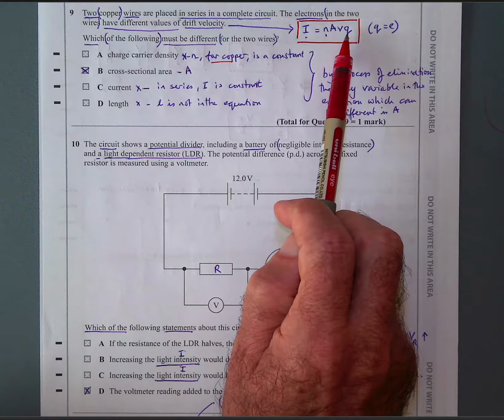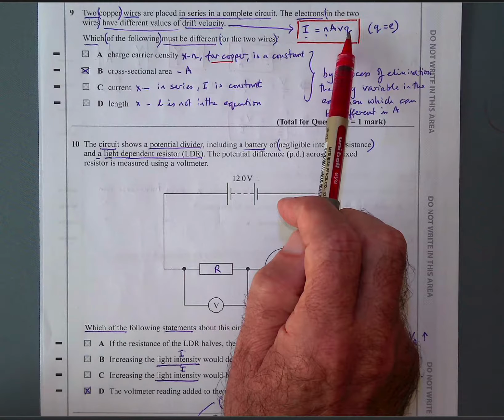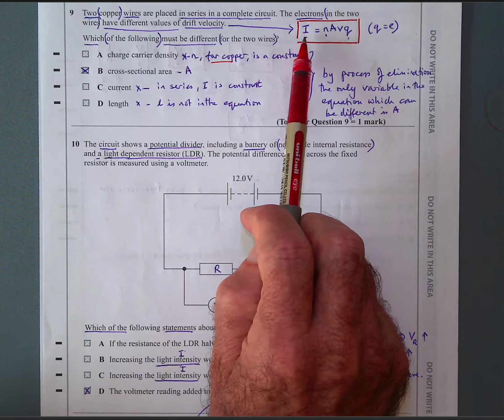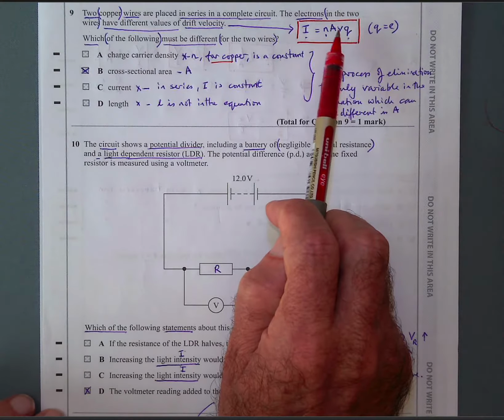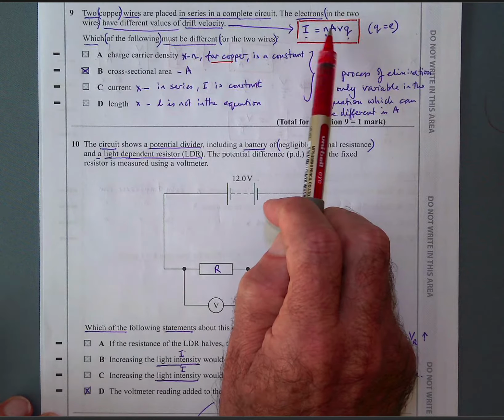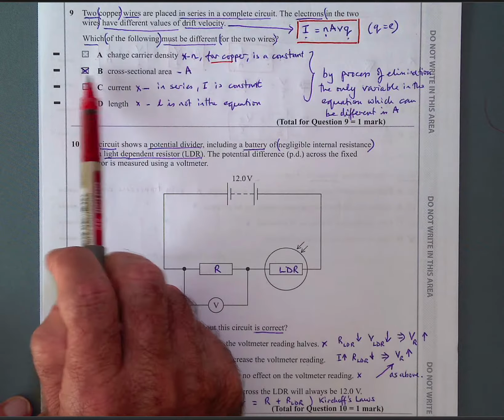q is the charge of the electrons, so that's not going to be different. And because it's a series circuit, I doesn't change. So the only thing that can change is A. If v is changing, it's because A is changing. So you go straight to the answer B.